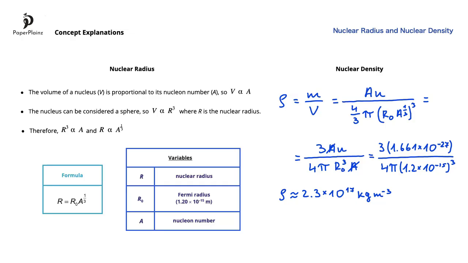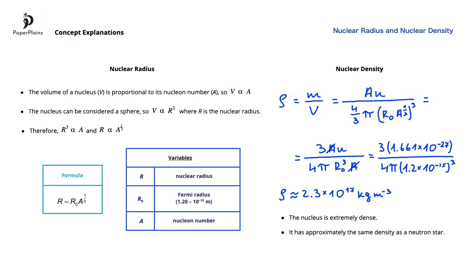This number shows us that the nucleus is extremely dense. For example, 1 cubic centimeter of this material would have a mass of over 200,000 tons. The only other object in the universe that has approximately the same density is a neutron star.